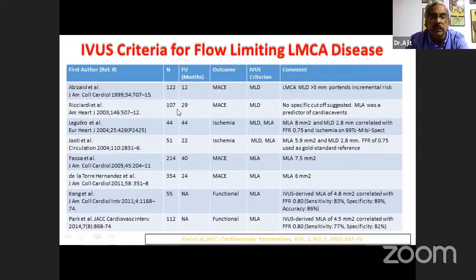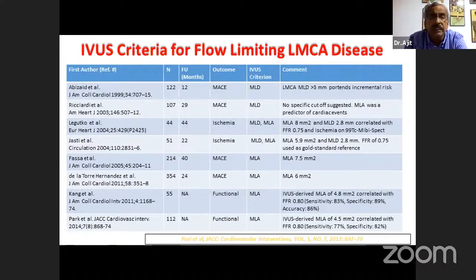And the most important data I would like you to remember is Hernandez data, which is 6 millimeters square, which is, if your luminal area is less than 6, then you need to intervene because it usually corresponds to a good FFR, or a significant FFR. And two, it also corresponds to significant events.